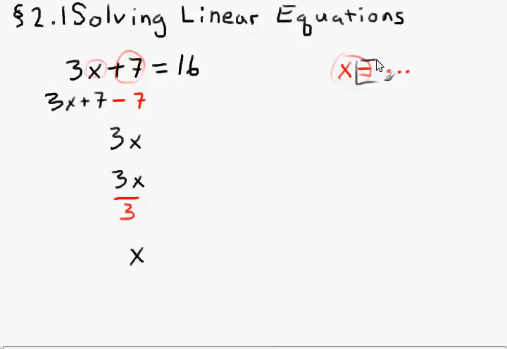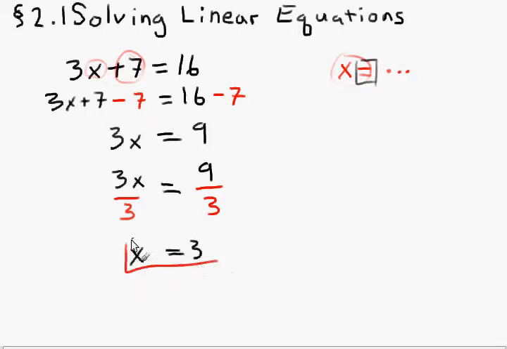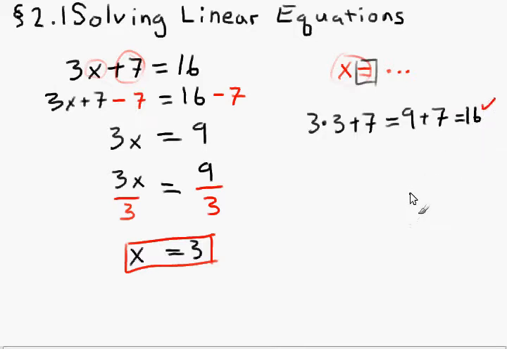But we also need it to be equal. And for this expression to be equal to this one, we need to subtract 7 from it as well. Likewise, we're going to have to divide by 3 as well. And that will get us our solution. We can go ahead and check. 3 times 3 plus 7 is 9 plus 7 is 16. We found the solution to this equation.